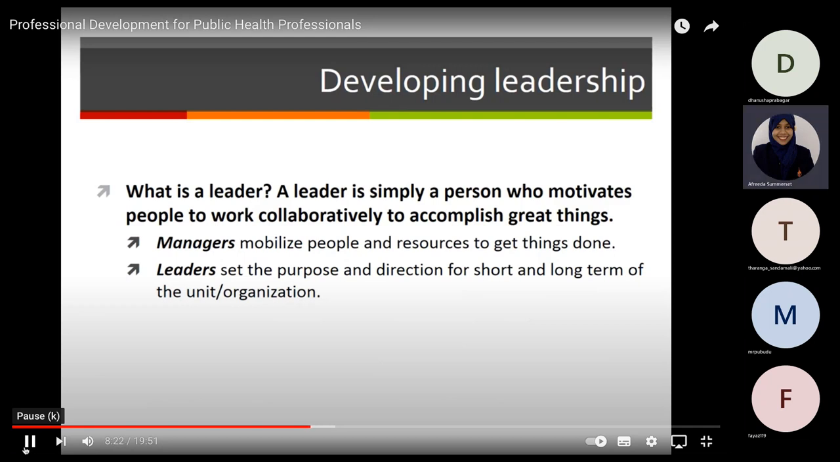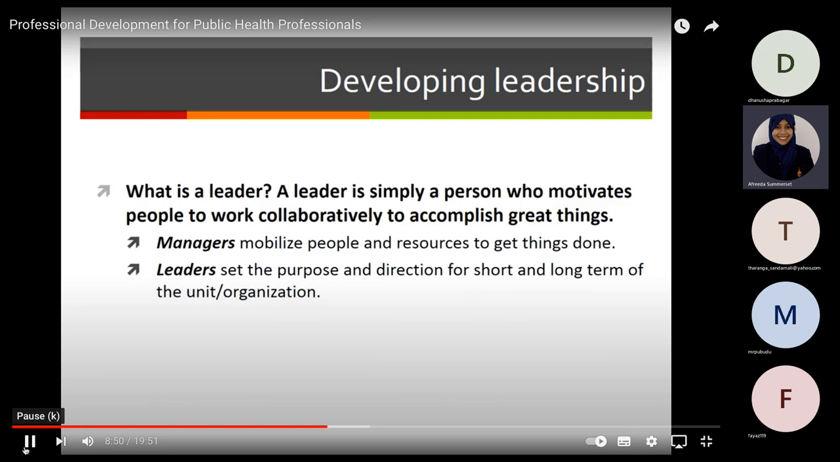Fantastic. It's important to understand the difference between managers and leaders. Managers mobilize people and resources to get things done, which is fantastic. Leaders, however, set the purpose and the direction for how the team is going to move forward. And leaders focus not just on the short term of what needs to be done now, but on the long term of the unit or the organization and achieving that long term mission and vision.